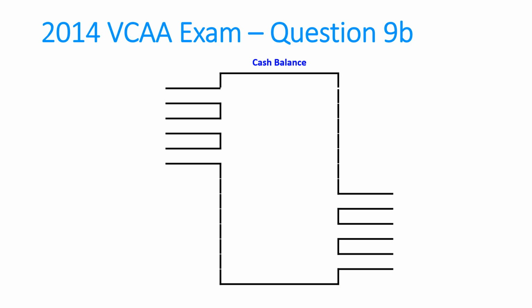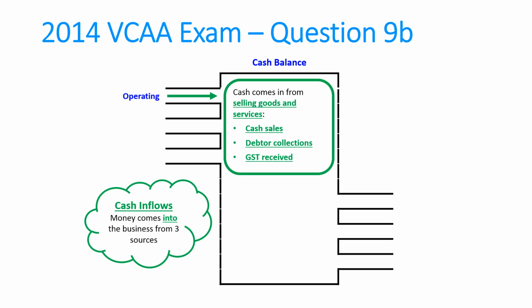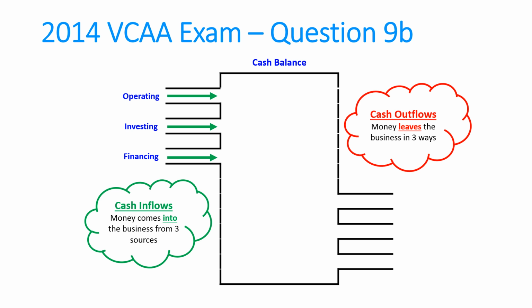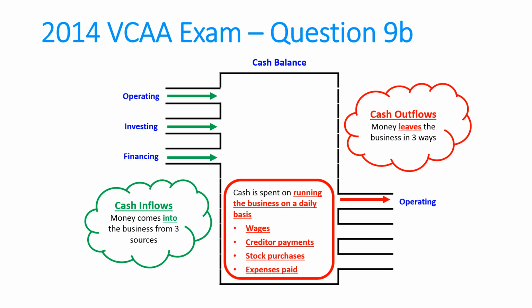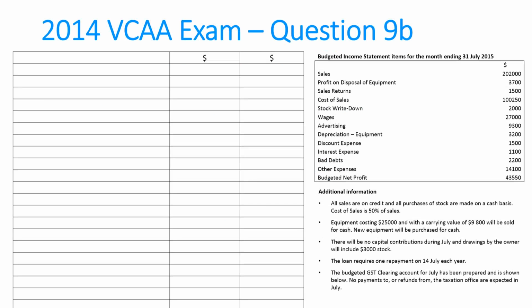So what you want to remember is the cash balance is like a big tank with three pipes in. One of those is operating, the day-to-day trading. One is from investing, selling non-current assets. And one is from borrowing from either banks or the owner. And on the other side, money leaves the business by either being spent on running the business on a daily basis, which is operating, buying non-current assets, which is investing, or paying back debts, or the owner, which is financing.